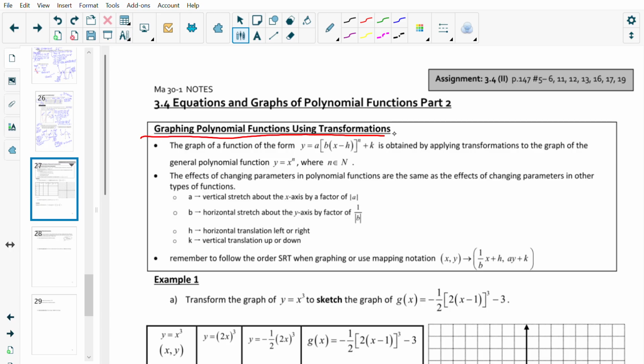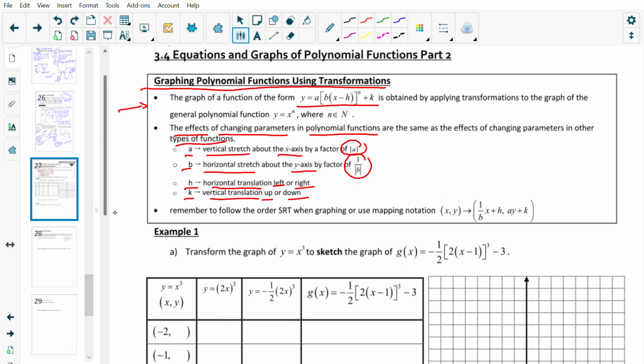Graphing polynomial functions using transformations. There's the general form of the transformation, right? So this should all start to look familiar with our A's, our B's, our H's, our K's. The effects of changing parameters in polynomial functions are the same as the effects of changing parameters in other types of functions. A is our vertical stretch about the x-axis by a factor of the absolute value of a. B is our horizontal stretch about the y-axis by a factor of 1 over the absolute value of b. H is our horizontal translation left or right. K is our vertical translation up or down.